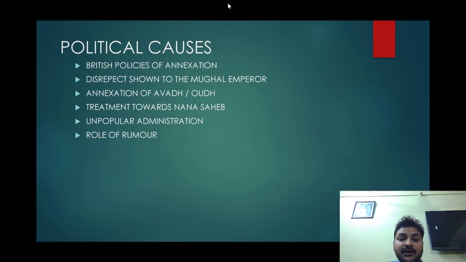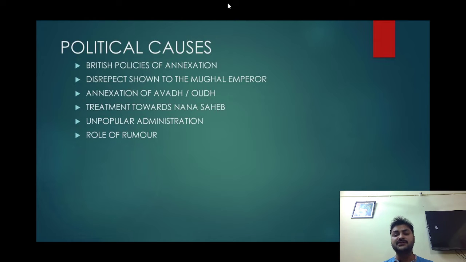They annexed it. Now there was one guy, Nana Sahib, he was also an Indian, he was a true nationalist. The Britishers, what did they do? They treated him in a very bad manner. Now what else were the political causes? There was unpopular administration. Earlier, administration was based on the village. Now in a village, a landlord means not actually the owner of the land, but the one who controls it. He's a rich man. A landlord is always a rich man. So what the Britishers did, they changed the landlord.